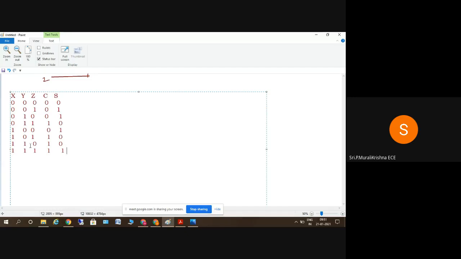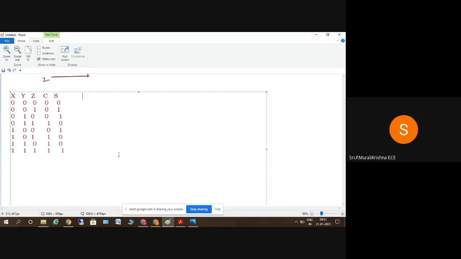A simple case, right? For 1 1 0, we get 1 0, so carry is 1 and sum is 0. If I add 1 to this 1 0, we'll get 1 1. So this is carry and this is sum. Now tell me the combinations here.